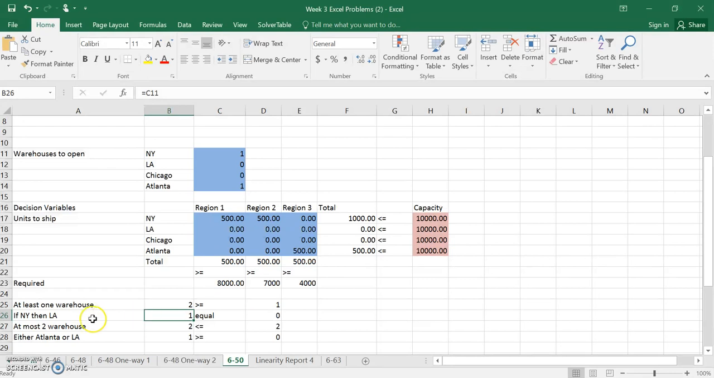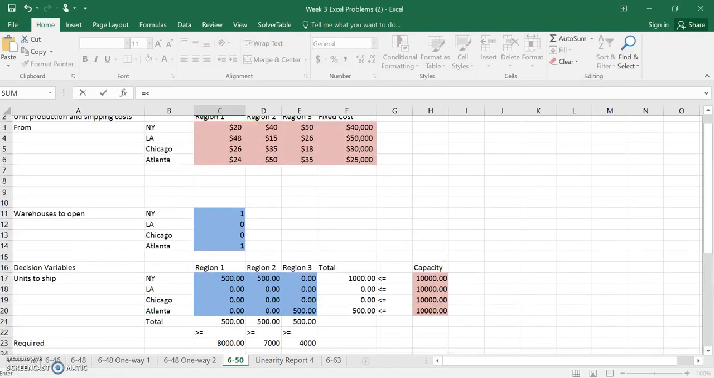And that's actually not what this is saying. This is just saying if you open New York, then you have to open LA. That means that you can open LA without opening New York. So in that case, LA could be 1, and New York could be 0, and that would be okay. So instead of equal, what you want is that New York has to be less than or equal to LA.